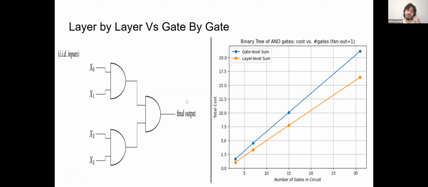And here we plot the total cost of running this circuit, for both the gate by gate and layer by layer implementations. So for the blue line, we would just run the first gate, then the second gate, and then the third gate. For the orange line, we would run the first layer, so we would run those two gates simultaneously. So it's a coarse graining in time, and we would see that the cost is actually lower, as we expect.